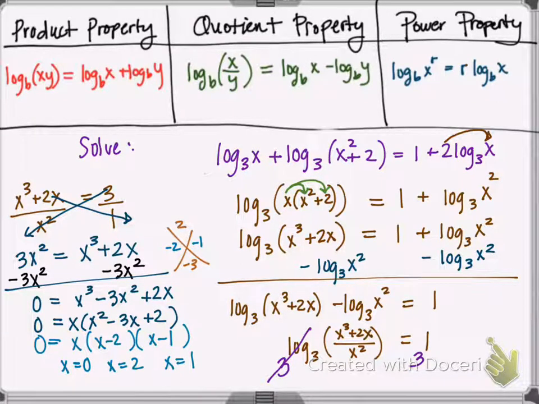I know that my argument cannot be 0, so if I try to plug 0 back in right here, that would be a false statement. The argument can never be 0. So I know 0 is not a true solution. And I know plugging in 2 and plugging in 1 will get me a true solution. None of those will give a negative argument. So my two solutions are 2 and 1.